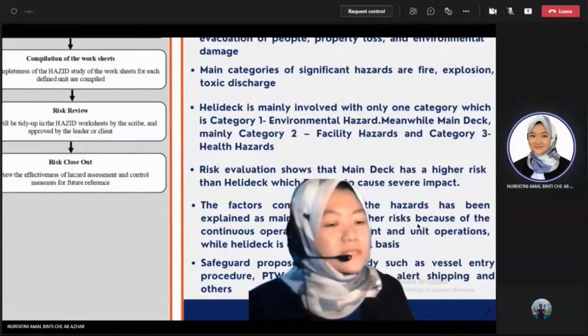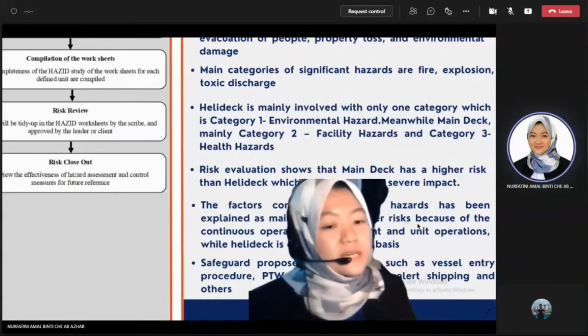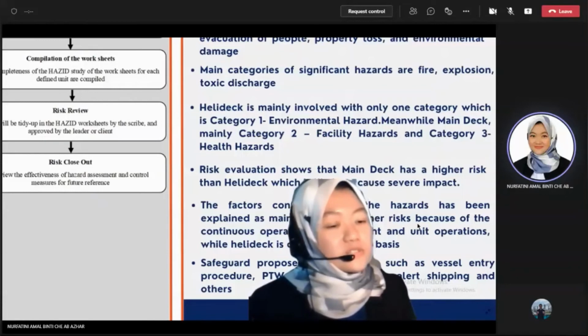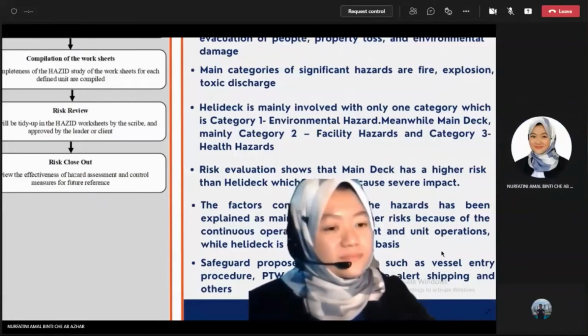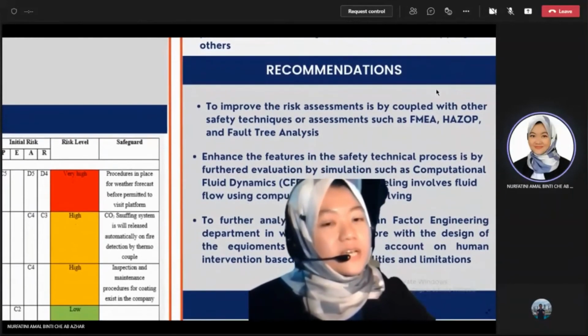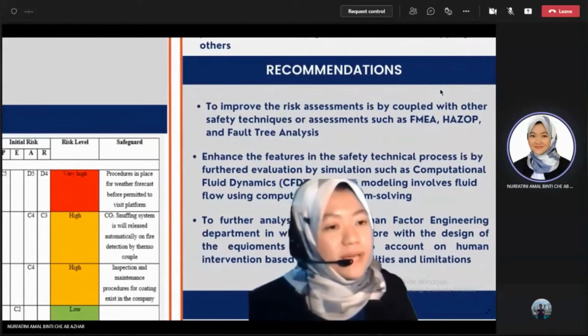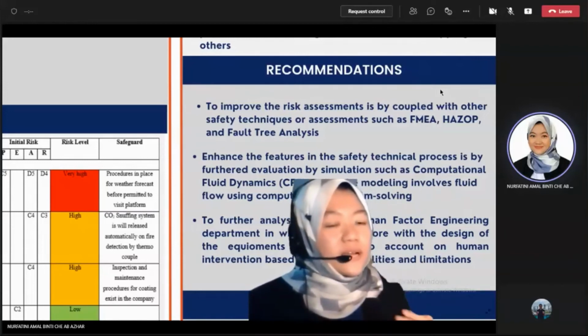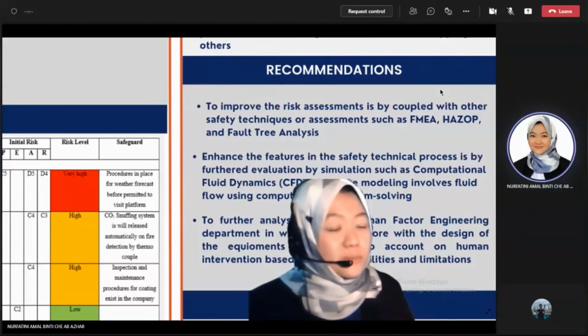The safeguards proposed in this study are such as vessel entry procedure, permit to work, and navigation aids to alert shipping, and others. My recommendations for further research are to improve the risk assessment by coupling it with other safety techniques or assessments such as FMEA, HAZOP, and fault tree analysis. Next is to enhance the features of the safety technical process by using simulations such as computational fluid dynamics, CFD, where the modeling involves fluid flow using computational problem solving.